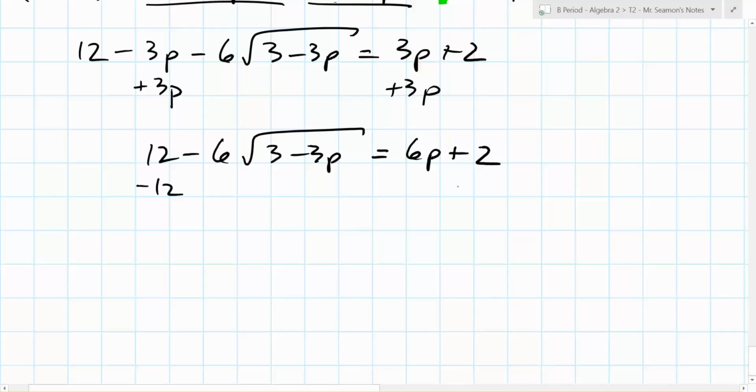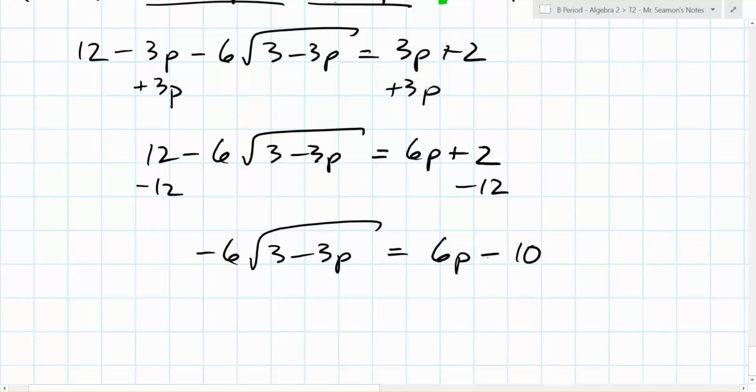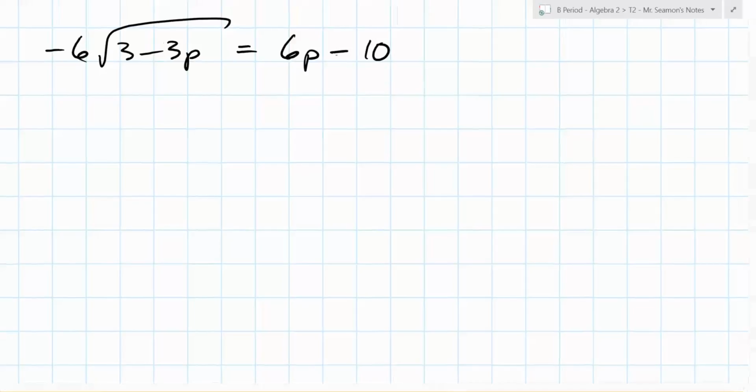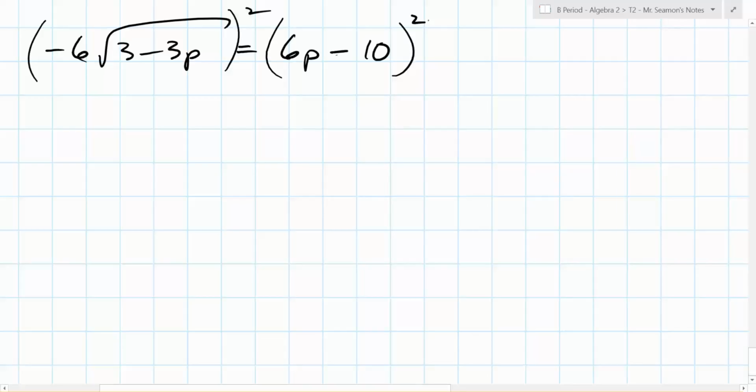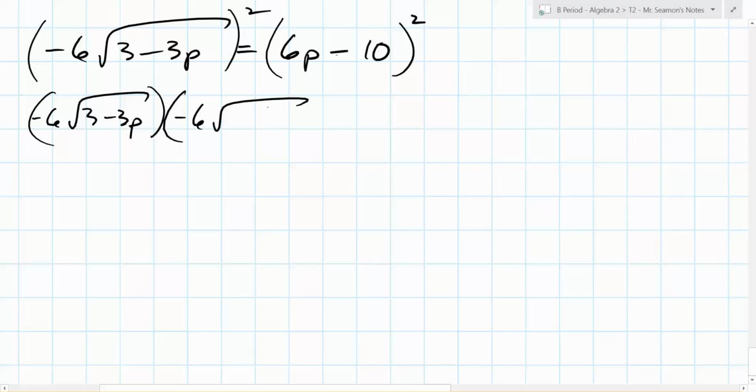Subtract 12. And you end up with negative 6 times the square root of 3 minus 3p is equal to 6p minus what? 10. At this point, you could divide by negative 6, but we don't really want to do that. Why? Because you get fractions all of a sudden. So at this point, you can just square both sides. You have to square both sides, not individually square each term. So if I square this and I square this, do you see how I put those parentheses around the sides? What does that mean? You have negative 6 root 3 minus 3p times what? Negative 6 times root 3 minus 3p equals 6p minus 10 squared.